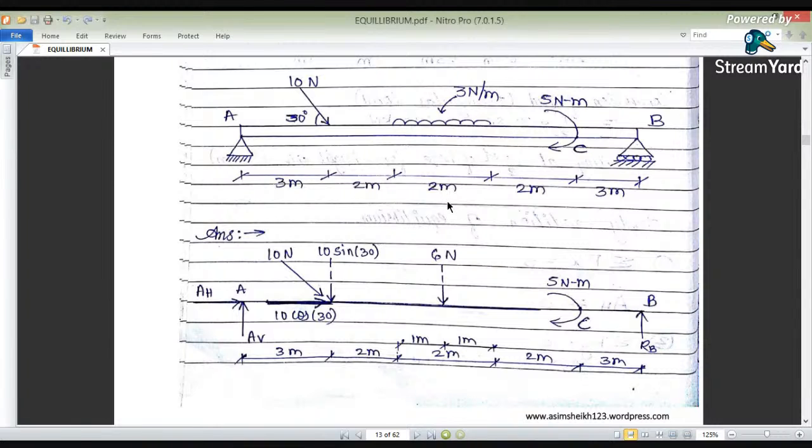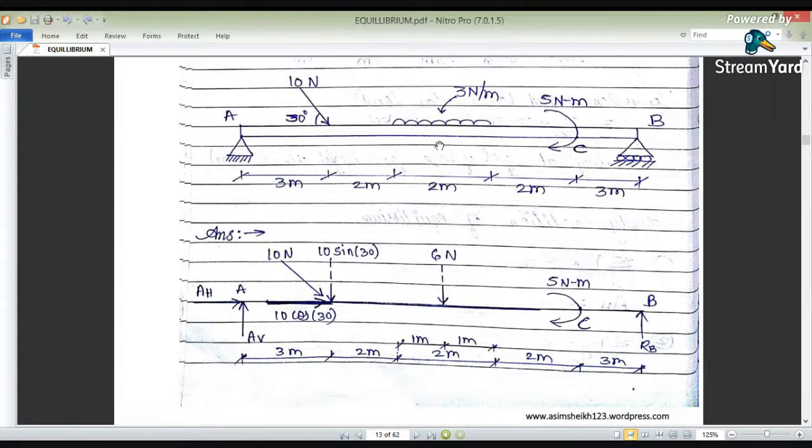Most important, first we have to draw the FBD for this, depending upon the loads, whether it is UDL or UVL or inclined loads or moments. By releasing the supports, we first draw the FBD. Here we have drawn the vertical force at point A and the horizontal force at point A. Here we have resolved this 10 Newton into horizontal and vertical directions, so 10 cos theta here and 10 sin theta here.